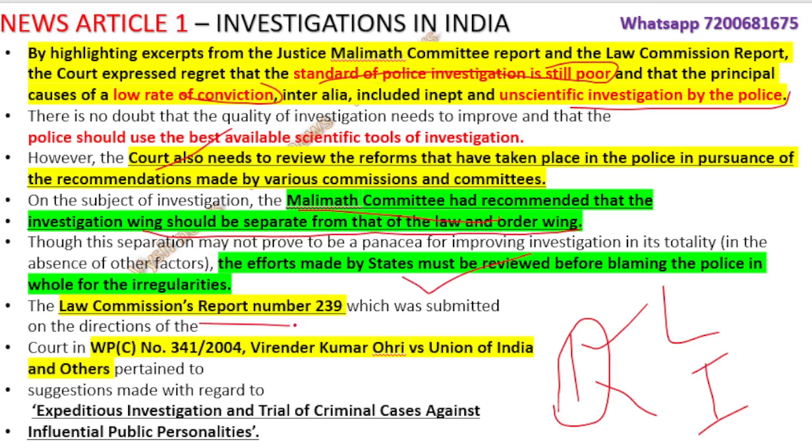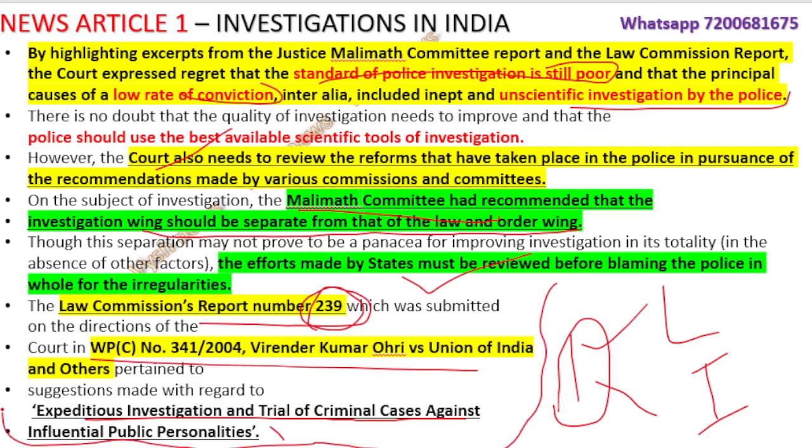Again, Law Commission report number 239, remember this number and use it in the answer. Here again, they are telling about expeditious investigation and trial of crimes. These are all suggestions which came out of different court cases referring to the Law Commission report. I don't make you memorize this detail mandatorily, but I have still highlighted it in case you want to make a note.